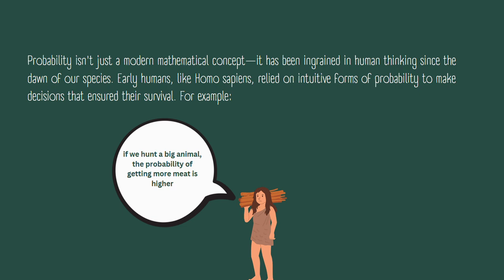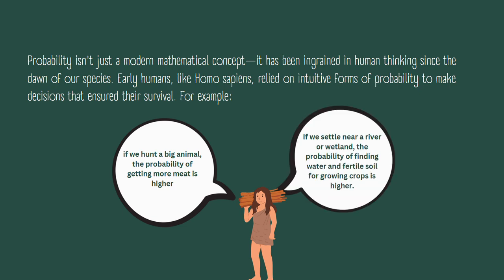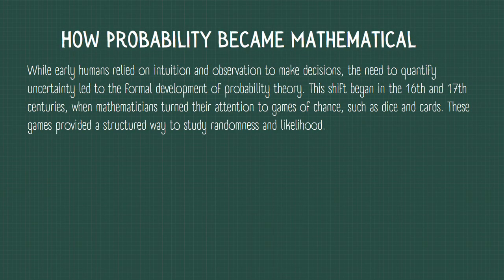So that is probability. And the next one is when they were moving from one place to another, they might have seen a river and a wetland, and because of that the probability of finding water and fertile soil for growing crops is higher, so that life will be easier there. So they used probability to settle in a new place, and more. So probability has been with us since the beginning of evolution.